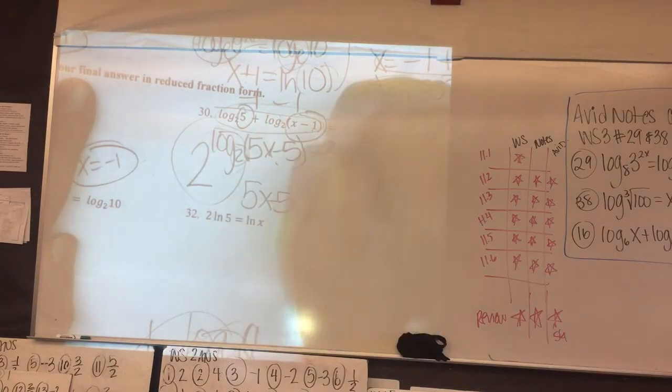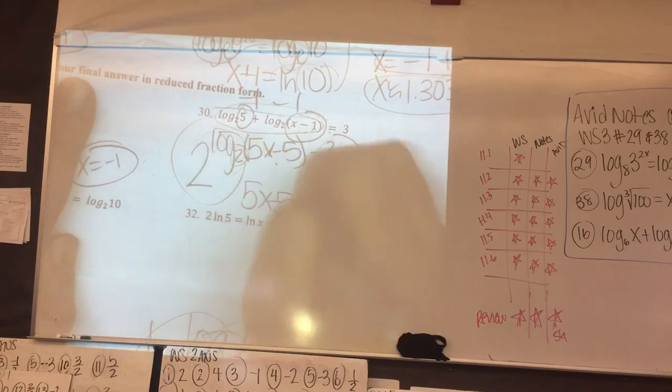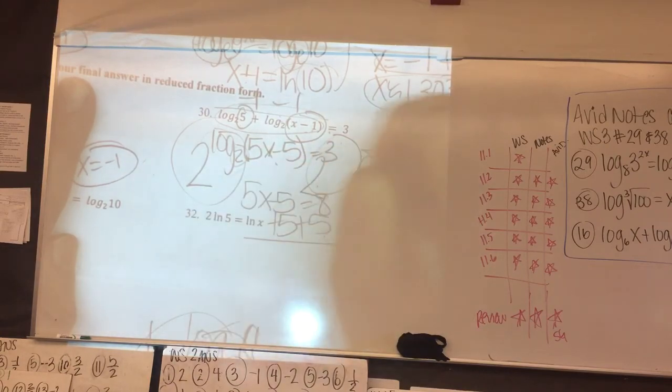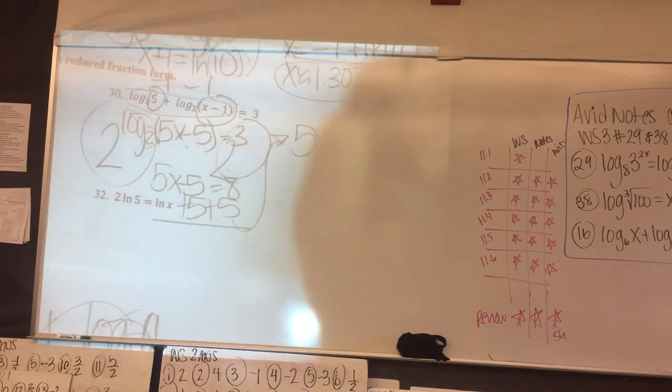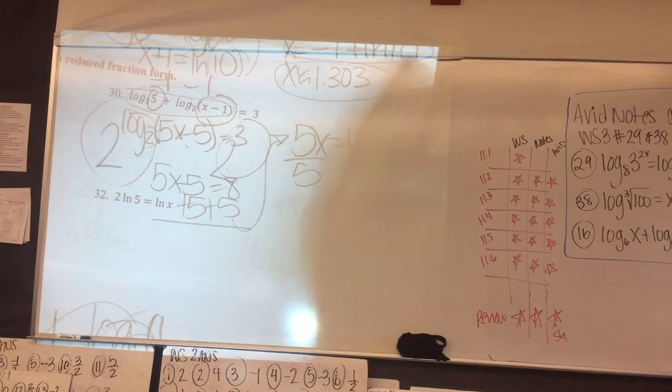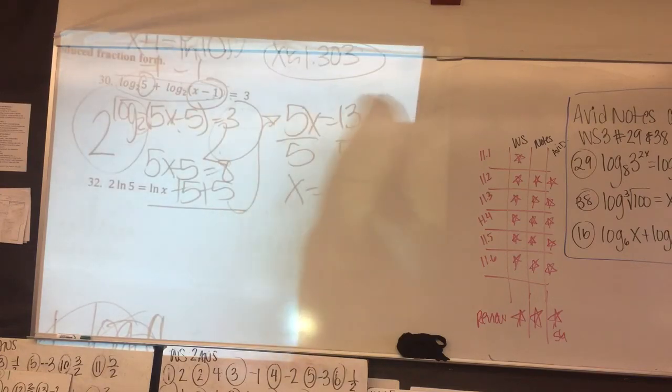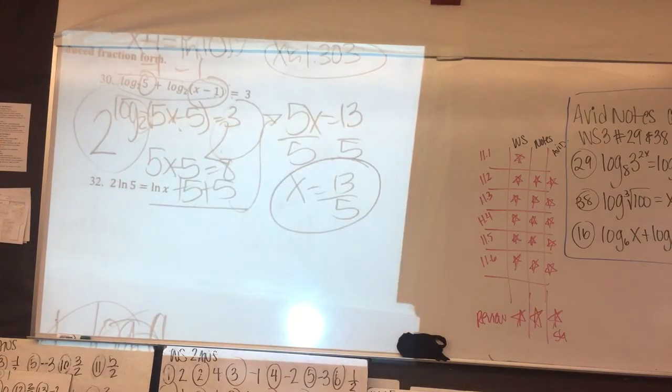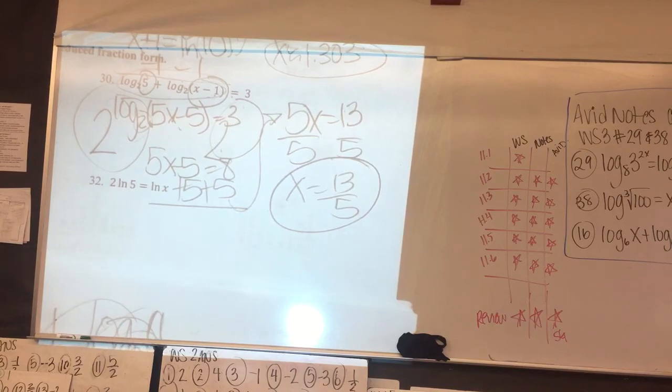But on this side, this is 2 to the 3rd power is 8. Now I'm going to add 5 to both sides, and I'm going to end up with 5x equals 13. And then I'm going to divide both sides by 5, and I get x is equal to 13 fifths. Good, good, good.